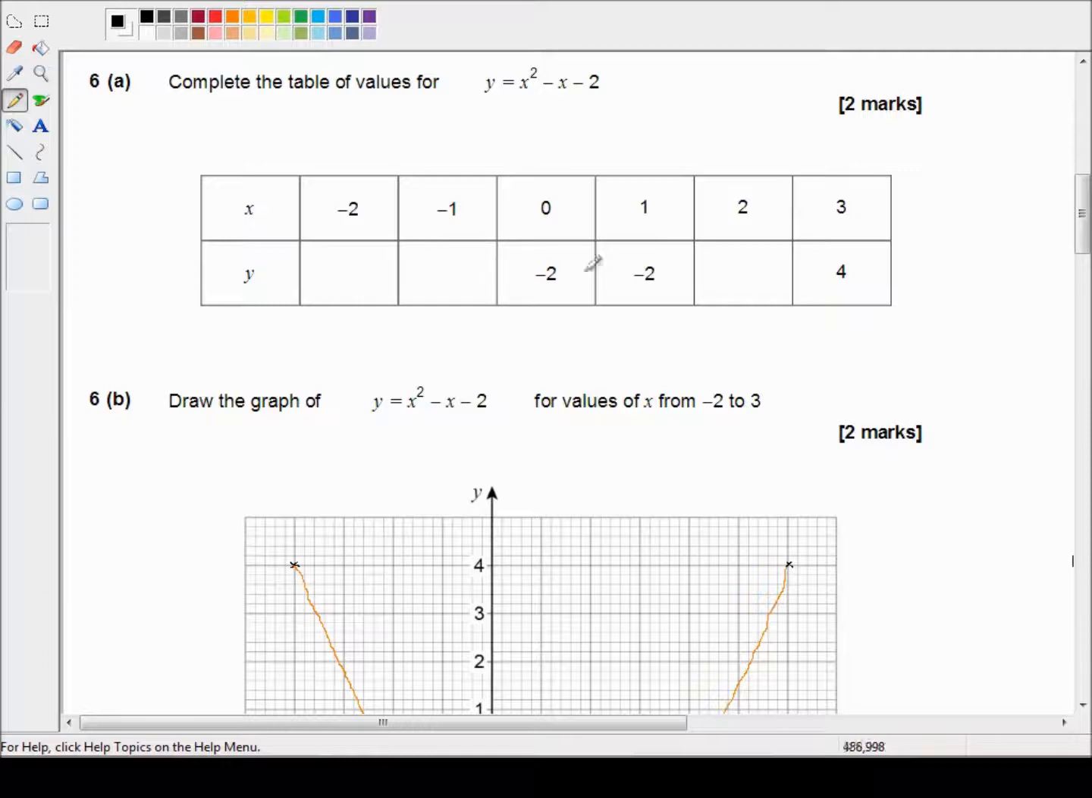Okay, so all we have to do is fill in these missing blanks. So we're given all the x's and we have to work out the y values. So negative 2 squared is 4. 4 minus negative 2 is 6. And 6 minus 2 is 4.